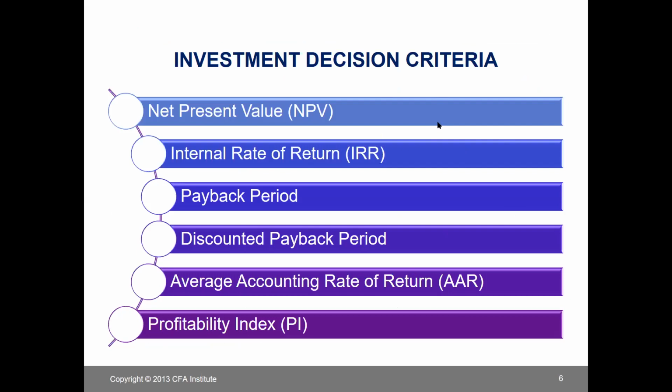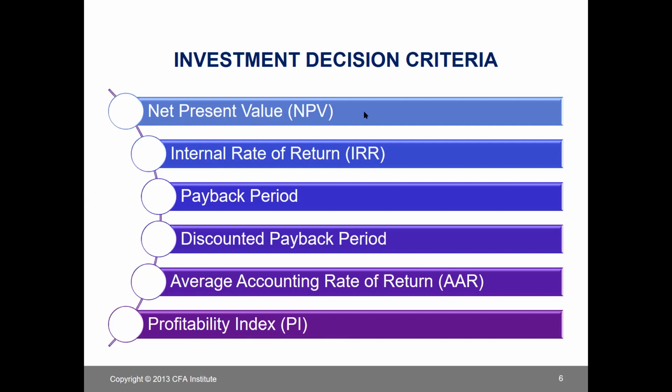I'm sure you're already familiar with them: NPV, net present value, internal rate of return, IRR, payback period, discounted payback period, AAR, average accounting return, and the PI, the profitability index. It goes from the most reliable to the least reliable, so the first comes as the most reliable.